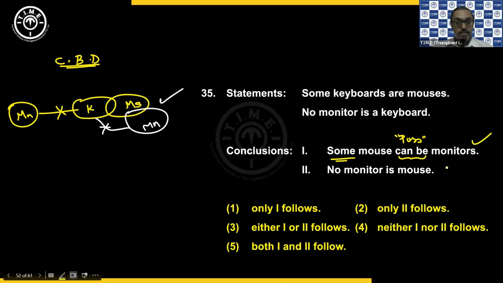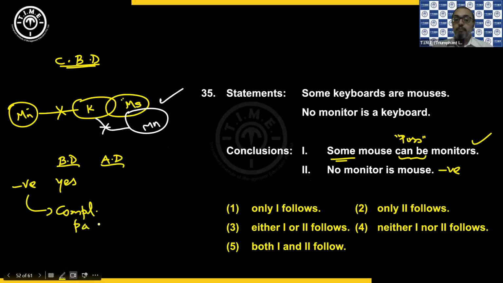Now second one is negative. That says no monitor is a mouse. Correct? Monitor is separate, mouse is separate. No monitor is a mouse. So negative is a yes in the basic diagram. Then you are allowed to go to the alternate diagram and take its complementary pair. And what's the complementary pair for no monitor is a mouse? It is some monitors are mouse.